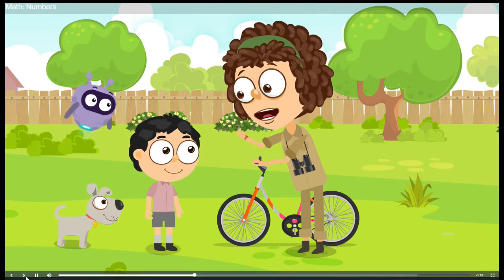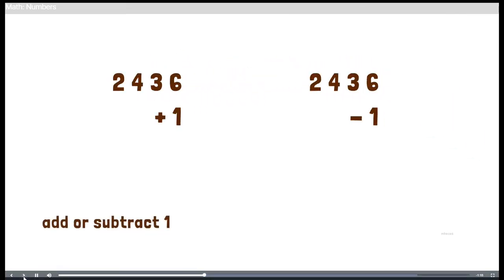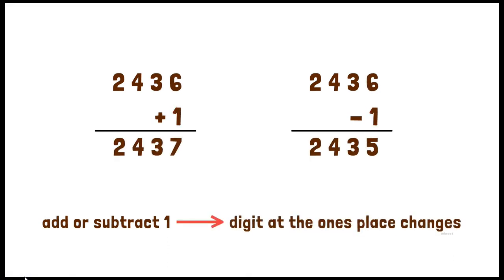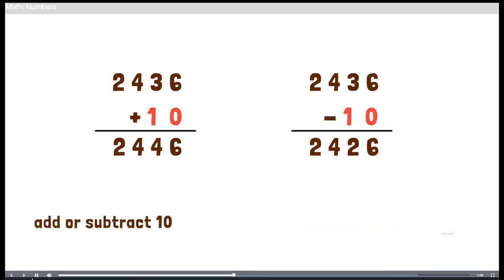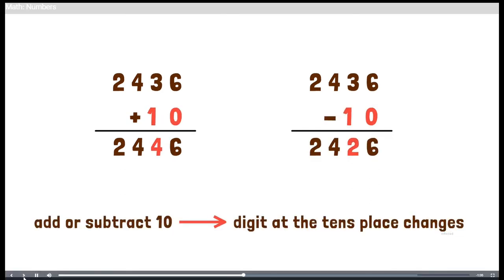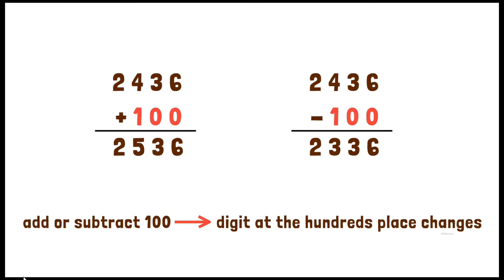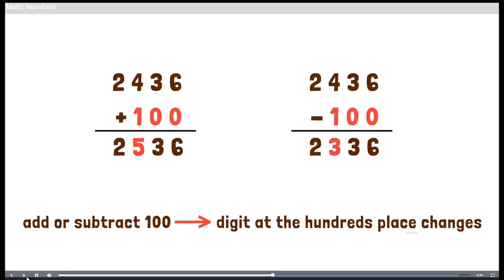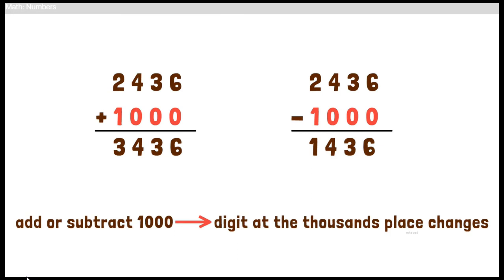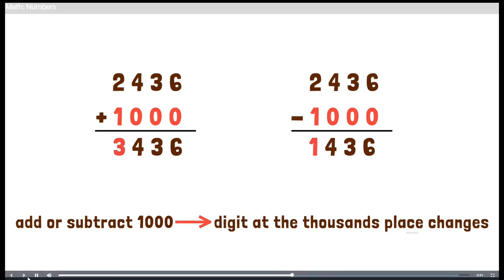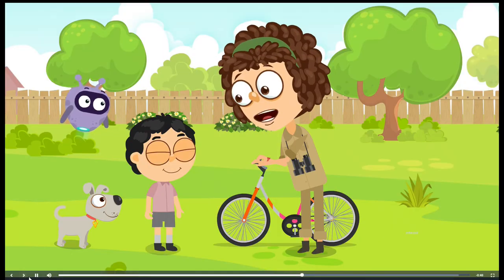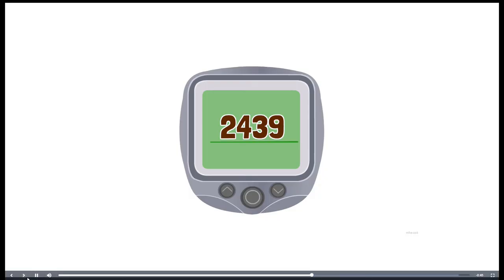Yes. Remember, when we add or subtract 1 from a number, the digit at the ones place changes. On adding or subtracting 10, the digit at the tens place changes. On adding or subtracting 100, the digit at the hundreds place changes. Does the digit at the thousands place also change on adding or subtracting 1,000? Yes. After 2,439, it will show 2,430.